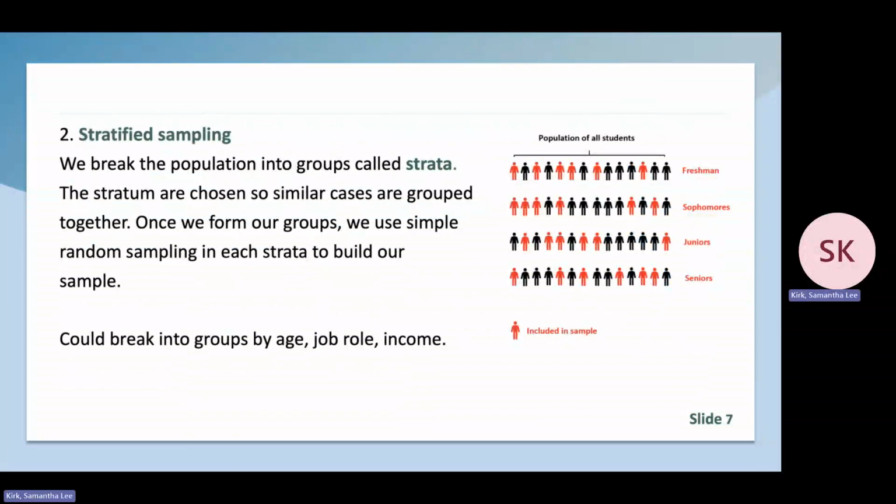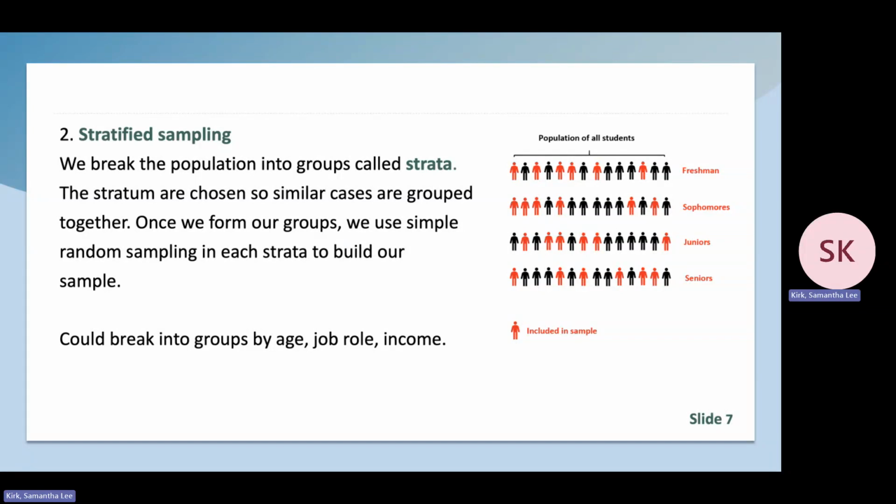Now, the second type of sampling method that we're going to see is stratified sampling. That's where we break the population into groups called strata. So strata is one group, and the plural for strata is stratum, and you'll see both strata and stratum here. So the second sentence says, the stratum are chosen so similar cases are grouped together. Once we form our groups, we use simple random sampling in each strata to build our sample.